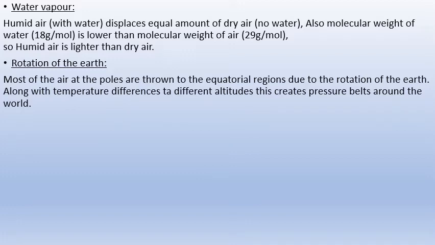The fourth and last point is rotation of the earth. We know that the earth rotates from west to east, that is why the sun appears to move from east to west. Most of the air at the poles, because the poles are very cold, has high pressure there, and it moves towards the equatorial region, which has very warm temperature and creates a low pressure zone, and that place receives a lot of air from the colder region. So this creates pressure belts or regions on the earth's surface which have different kinds of pressure.